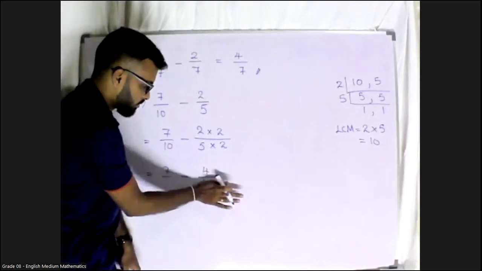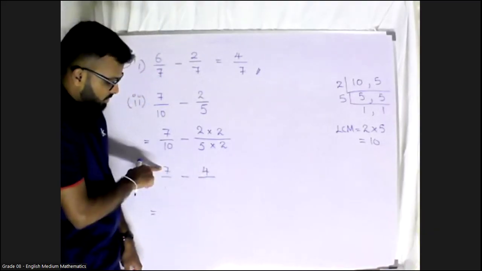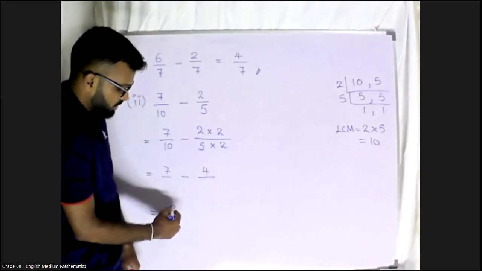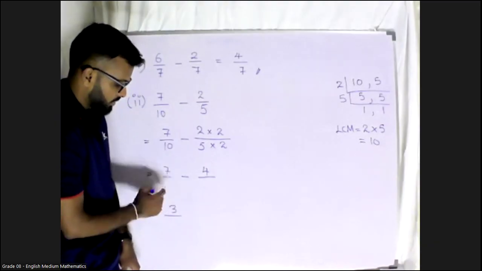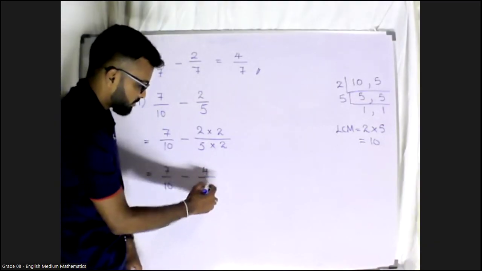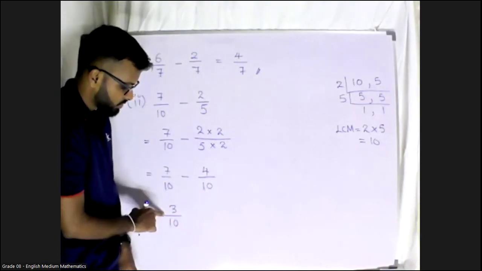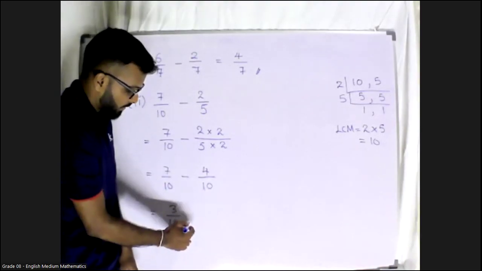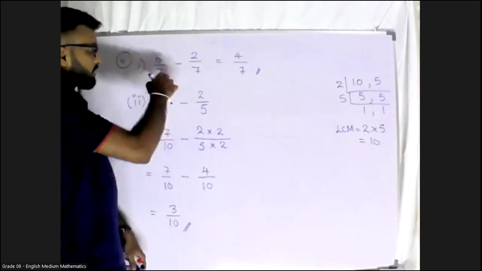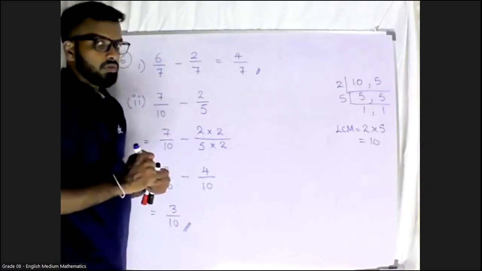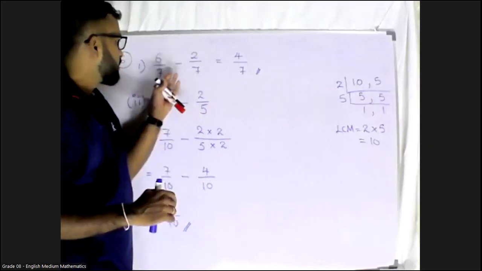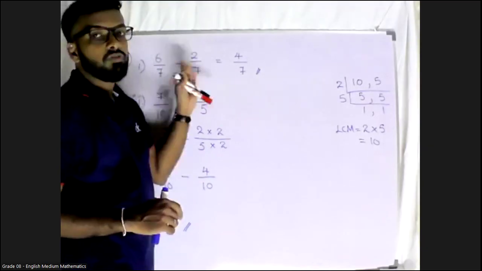Just forget. 7 minus 4. 7 minus 4 is 3. Right? Previously we had 8. So I told you to forget it. So the denominator is 10. So the answer should be 3 over 10. Right? This is how you are going to do the subtraction of fractions.